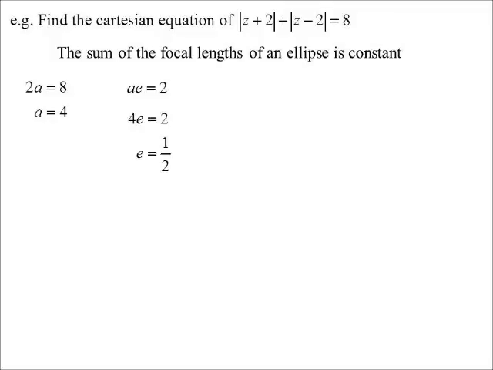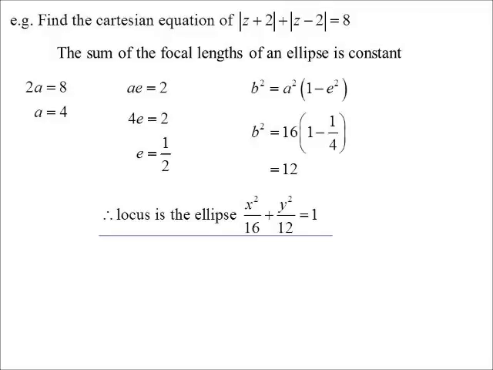That now allows me to find b, because b squared is equal to a squared times 1 minus e squared. Subbing in, b squared is 12. I'm actually not going to worry about finding b, because of course the formula for an ellipse is on b squared, not on b. So I don't really need to know b. So there's my ellipse. x squared on 16, x squared on a squared, plus y squared on b squared is equal to 1. Right, we end up with a beautiful ellipse.